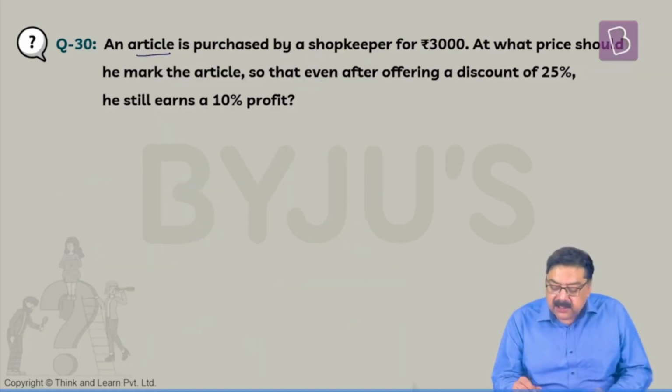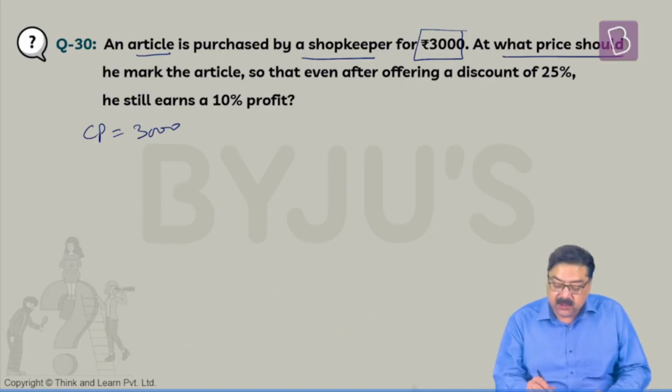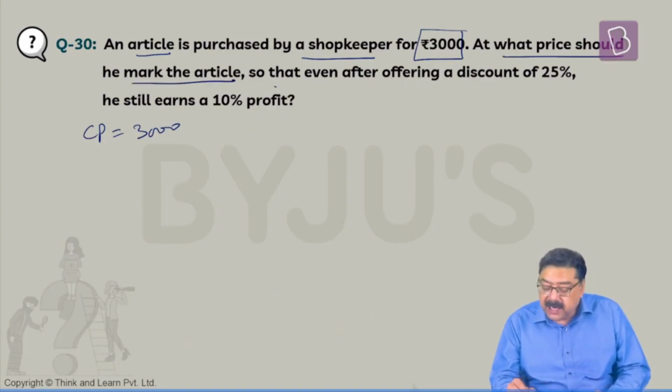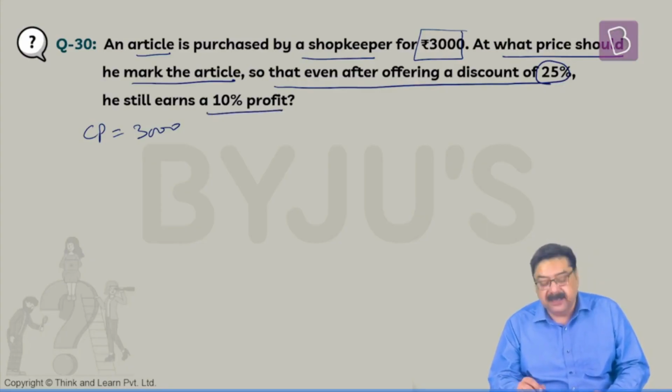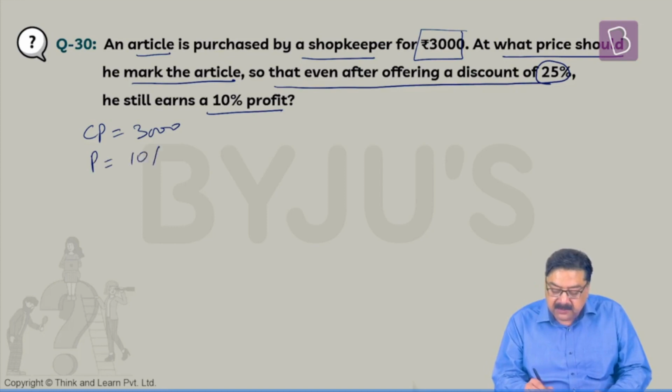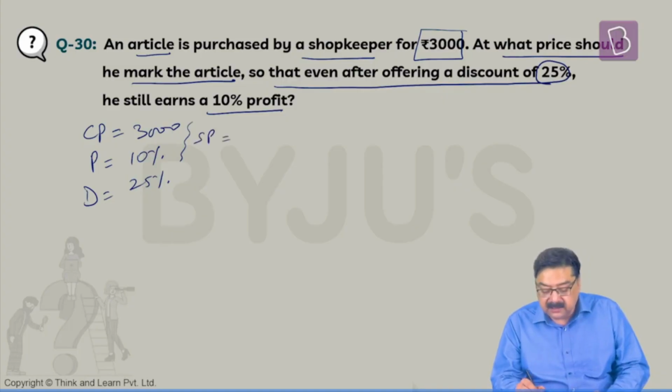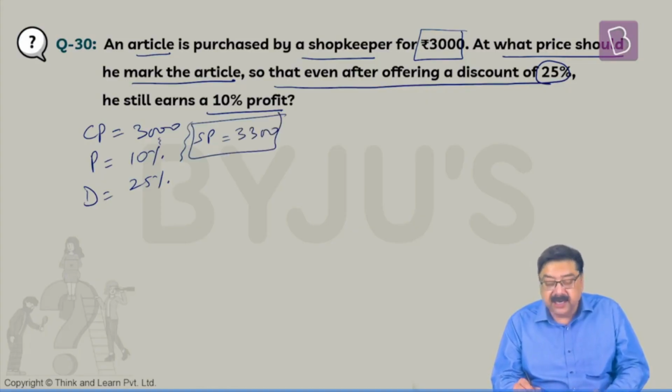Now an article is purchased by a shopkeeper for rupees 3000. So cost price is given to us as 3000. At what price should he mark the article so that even after offering a discount of 25%, he still earns a 10% profit? So profit to be earned is 10%, discount to be offered is 25%. See, from these two, you can find out the selling price. And what is selling price? Profit is 10%. So 10% of 3000 is 300. So the selling price must be 3300.